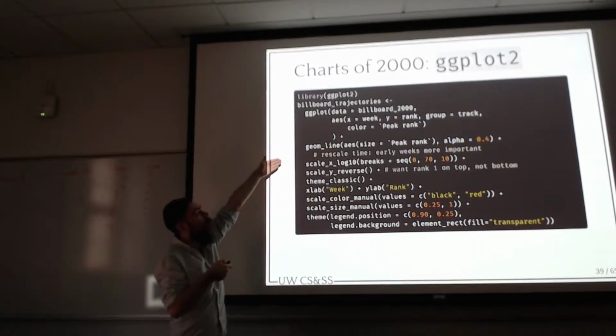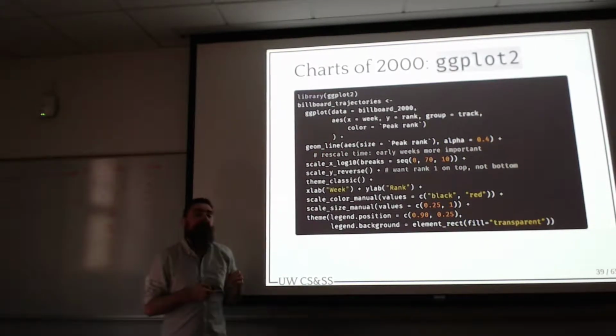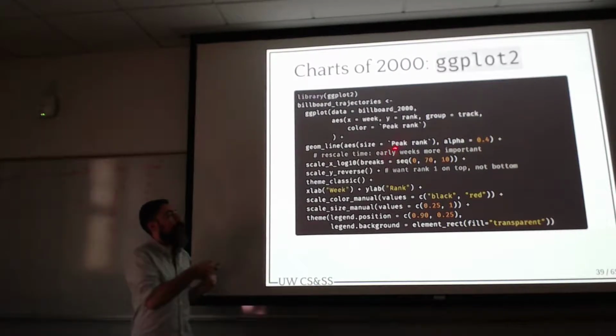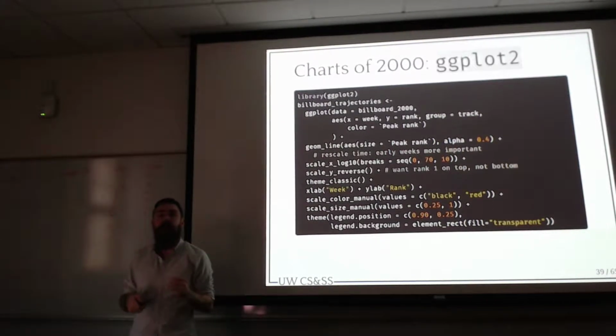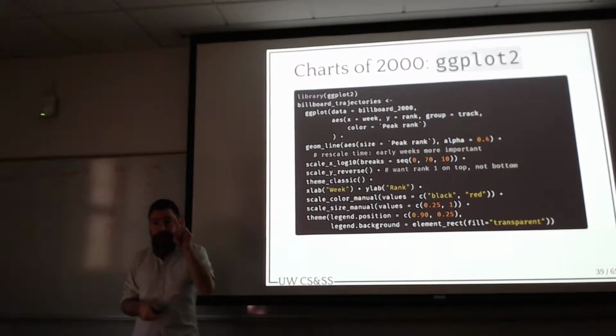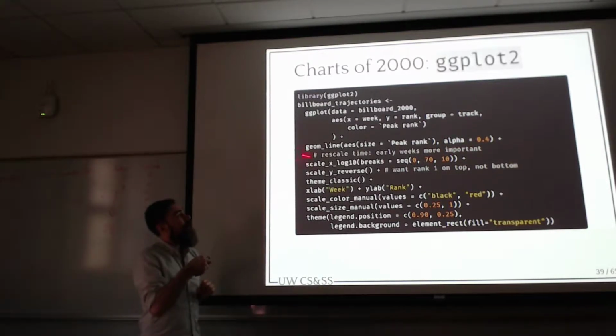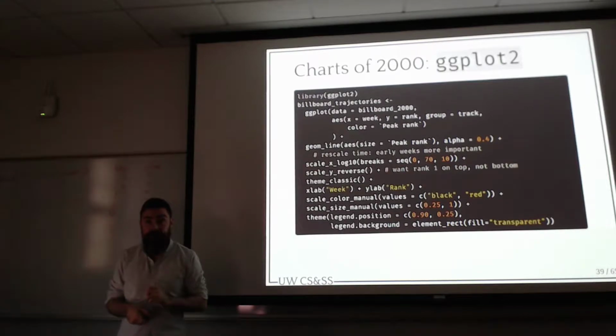I'm going to do a line plot, geom_line, aes size equals peak rank. What this is going to mean is that the lines for things that ever hit number 1 are going to be bigger than the lines for things that did not hit number 1. The size is controlled by the value of peak rank, which only takes 2 values. Alpha 0.4 is going to make it so the lines are partially transparent.